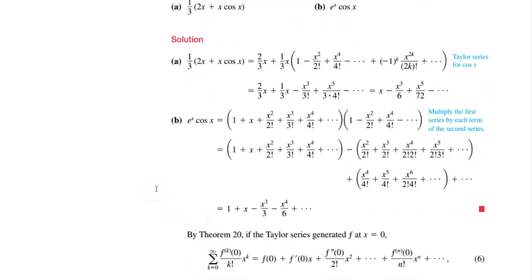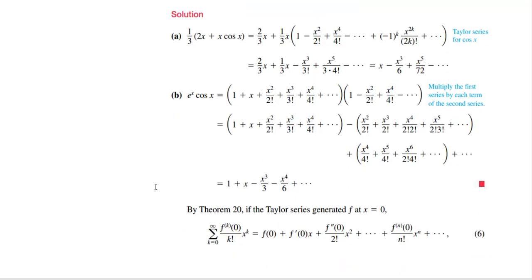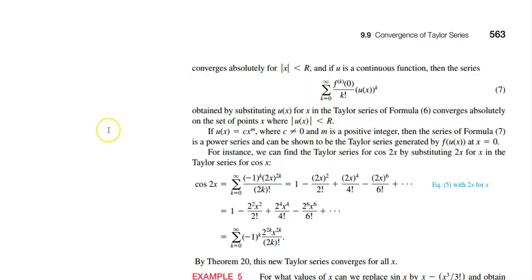And by theorem 20, if the Taylor series generated by f at x equals 0, the sum of all k from 0 to infinity of the kth derivative of f at 0 over k factorial times x to the k, equals f of 0 plus f prime of 0 times x, plus f double prime of 0 over 2 factorial times x squared, and so on and so forth, plus the nth derivative of f at 0 over n factorial times x to the nth power, and so on, right? That's our row 6 here. That converges absolutely for the absolute value of x less than r.